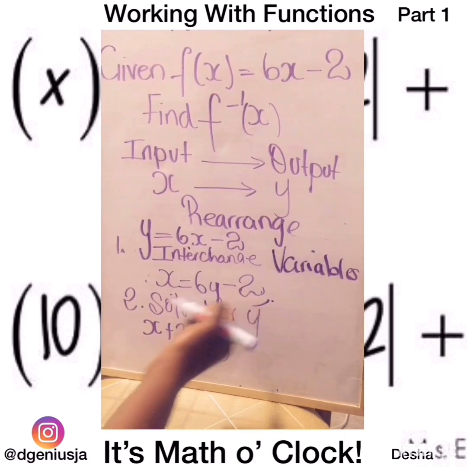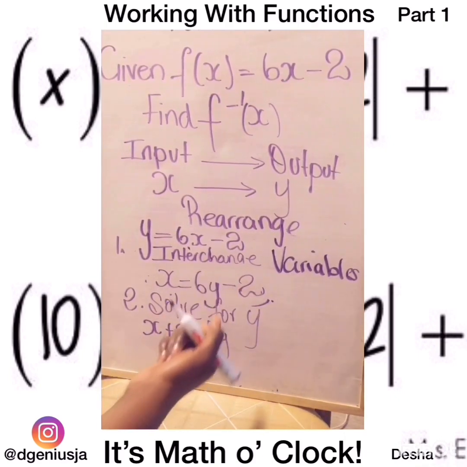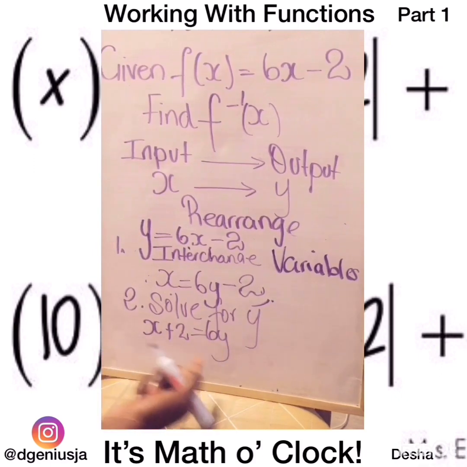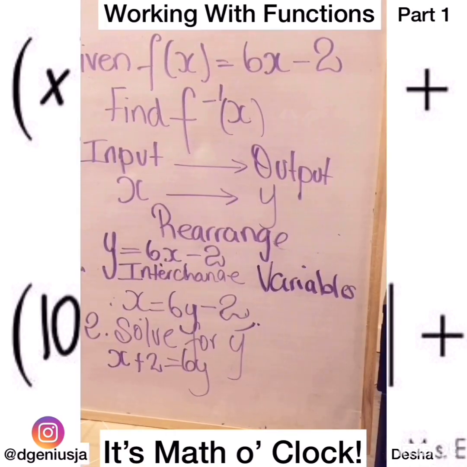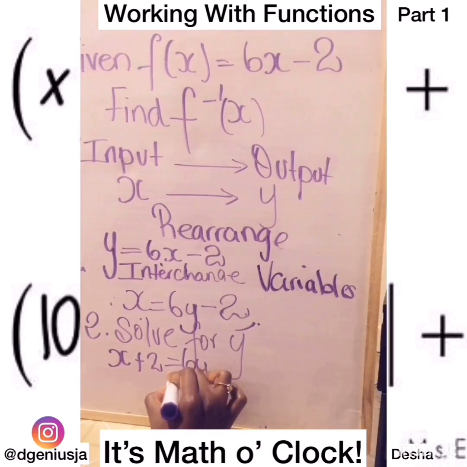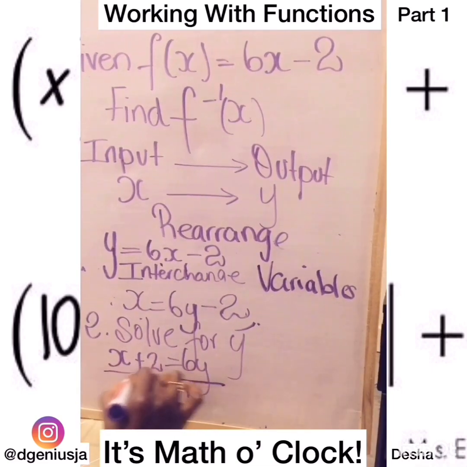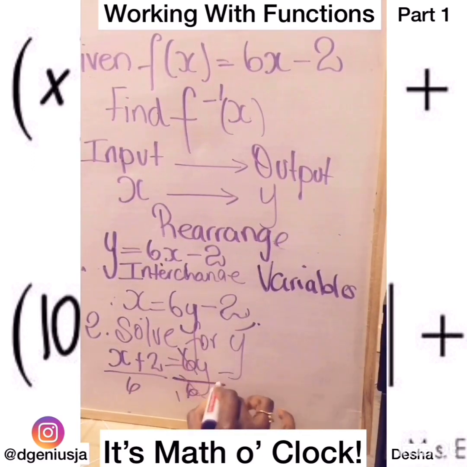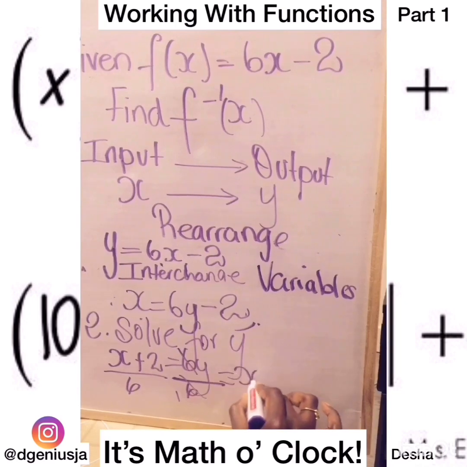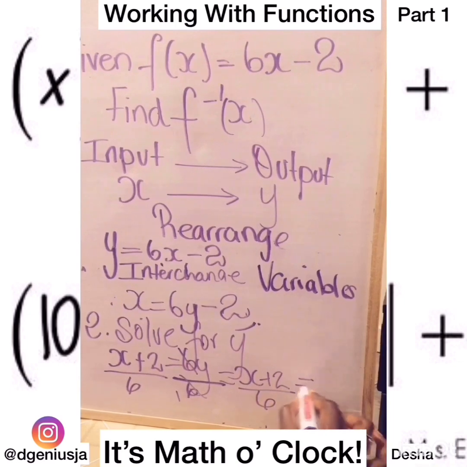We already had a minus 2 there, so adding 2 to it would give us 0. So our new function is x plus 2 is equal to 6y. Continue solving for y. We need to divide both sides of the equation by 6. Let's do that. Over 6, over 6. This will cancel out and our new function would be x plus 2 divided by 6 is equal to y.